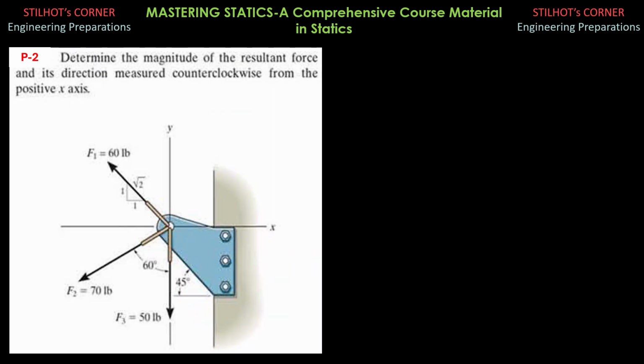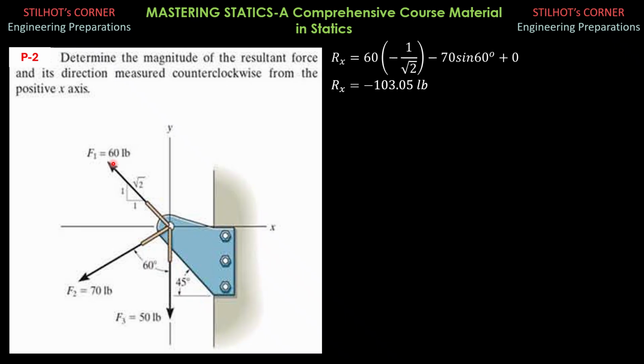So for problem 2, determine the magnitude of the resultant force and its direction measured counterclockwise from the positive x-axis. So here, I'll present the component method. So x component of F1 is going to the left, so it is negative 60 times 1 over square root of 2, then minus 70 sine of 60 degrees, x component of 70, then 0 for 50 because it is directed downward. So Rx is negative 103.05 pounds.